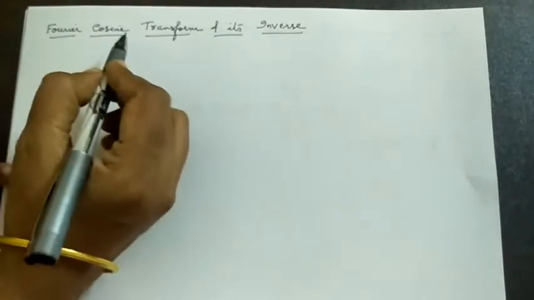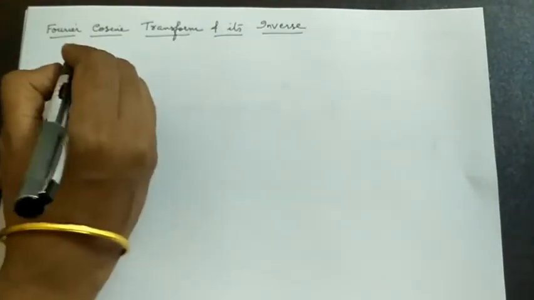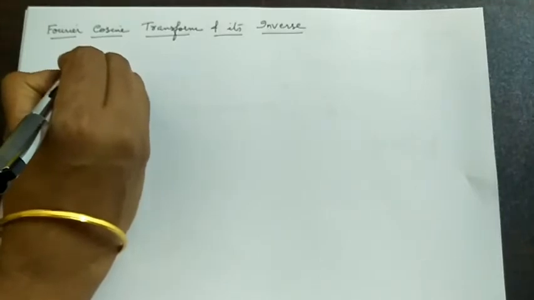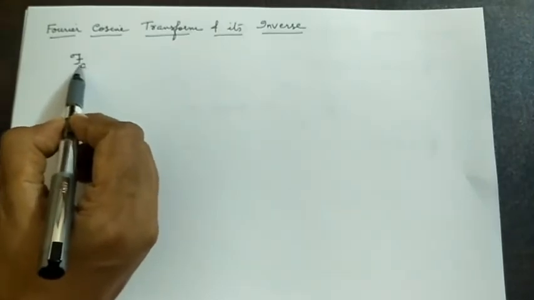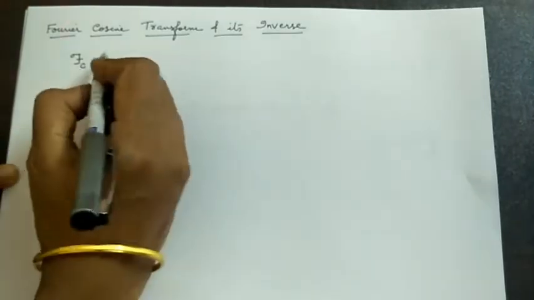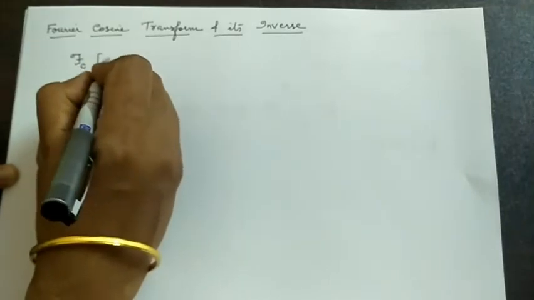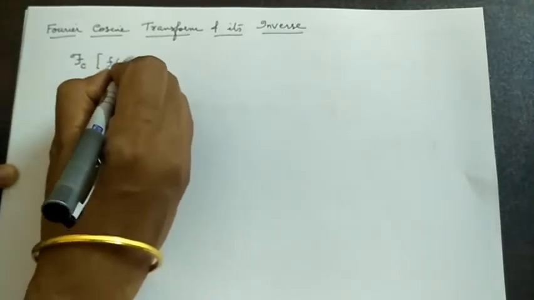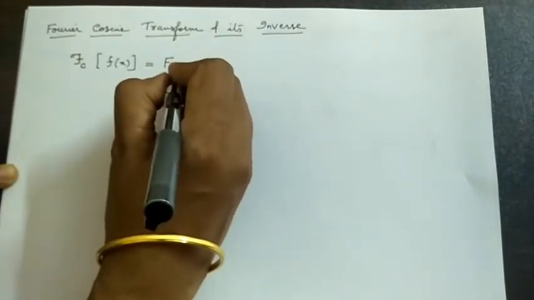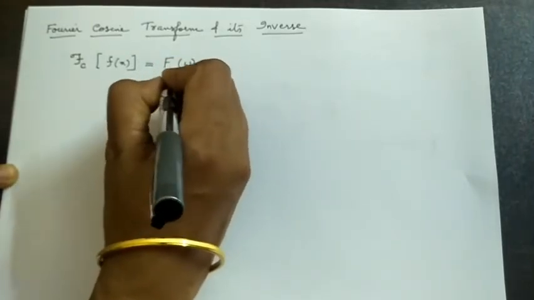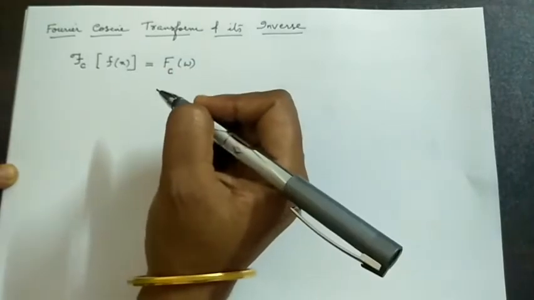Fourier cosine transform and its inverse. The Fourier cosine transform is denoted using this notation. It is the same as the Fourier transform notation, but here we will use c as a suffix. So the Fourier cosine transform of the function f of x is equal to f omega with c at the bottom position.